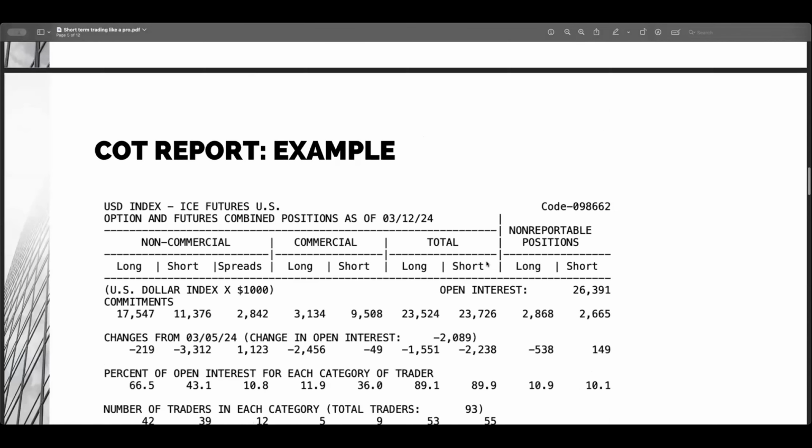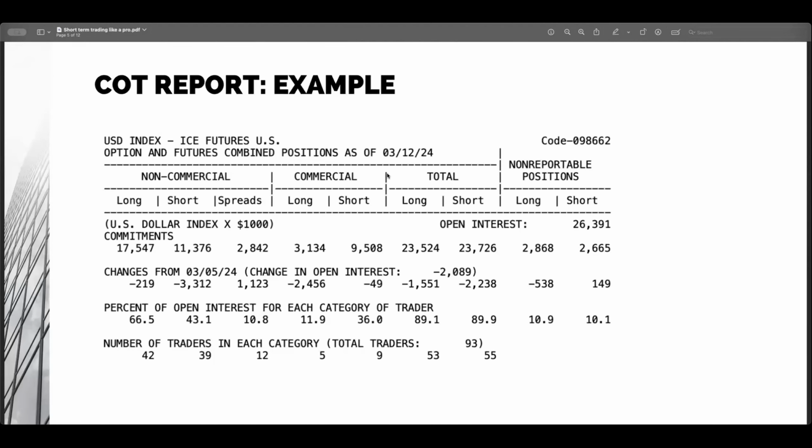So I hope you really understood that, because that will be very important when it comes to deriving a fundamental bias. Okay, so if you take a look at this example, yeah, you can see the non-commercials in this case as of the 12th of March 2024, 6.5% are long, whereas 43.1% of them are short. They hold short positions. If you look at the commercials, 11.9% are long, while 36.0%, yeah, are short. They hold short positions.